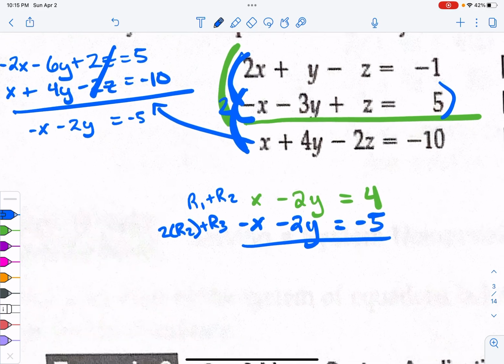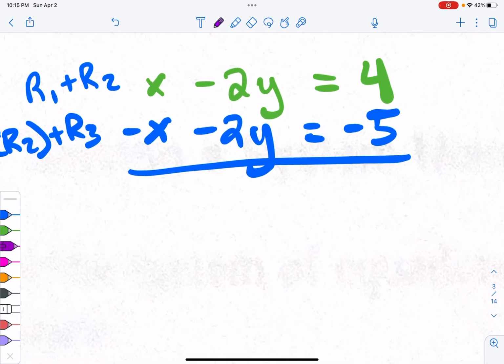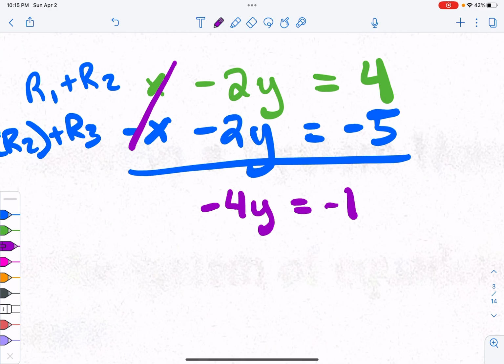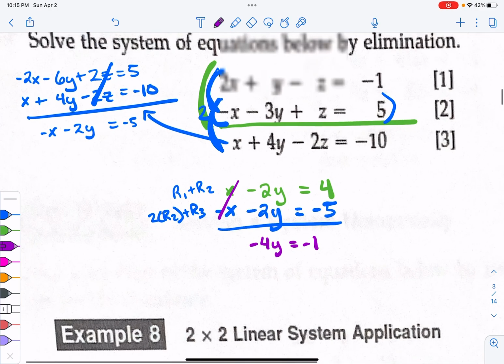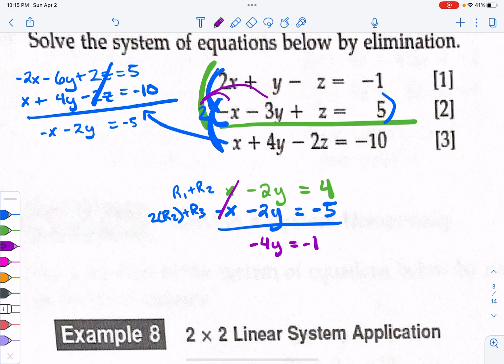All right, now I'm going to use my elimination to do this one. I know that the x's cancel. This will become negative 4y equals, that's negative 1. Okay, and let me make sure I didn't do anything wrong here. Problem. I see my problem. When I multiplied the middle equation by 2, I didn't multiply my 5 by my 2. So that should be 10, in which case this should be 0.